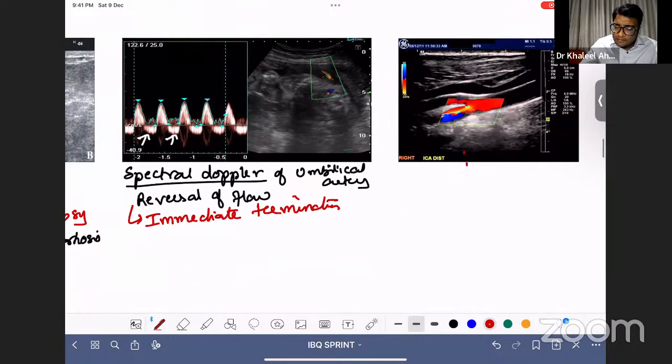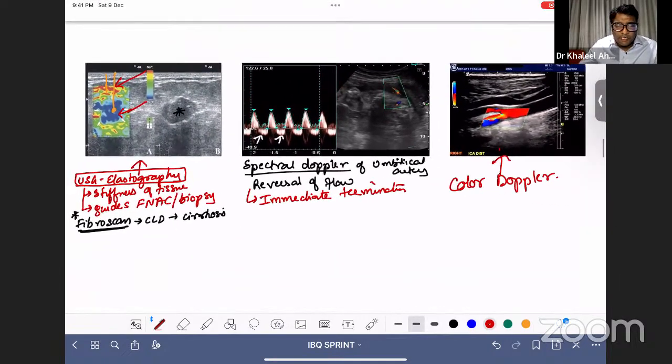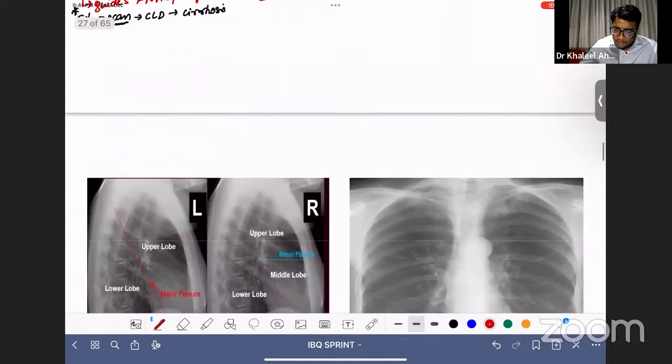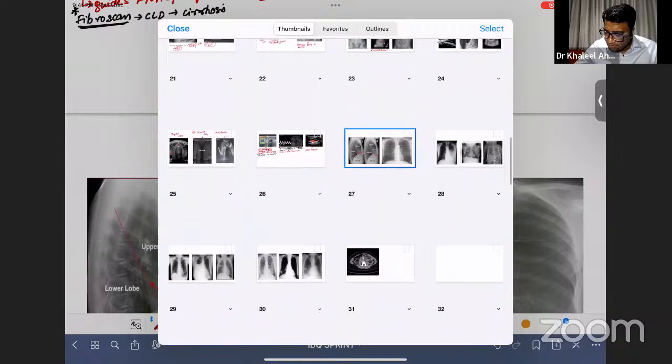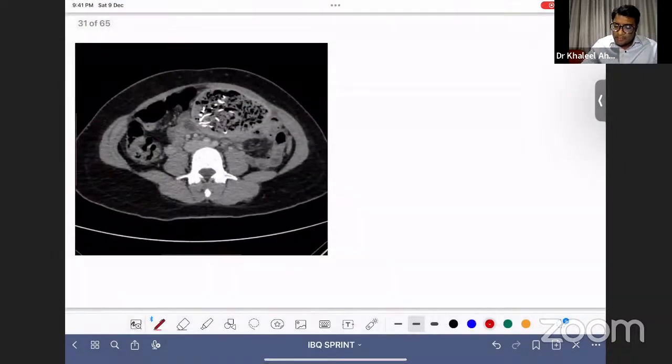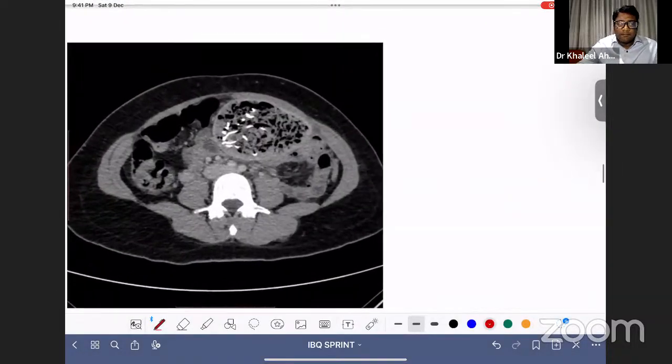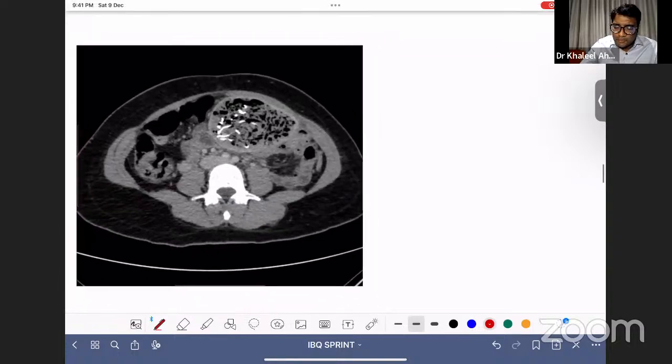And what is this? This is color pickup in the blood vessels. This is how we have a color Doppler, right? Based on the frequency shift, we have the color Doppler. So this is how we have the different images: ultrasound elastography, spectral Doppler, and a color Doppler image. Let me show you one interesting GI image. What do you think this image is showing you? This is a post-op patient complaining of abdominal pain.